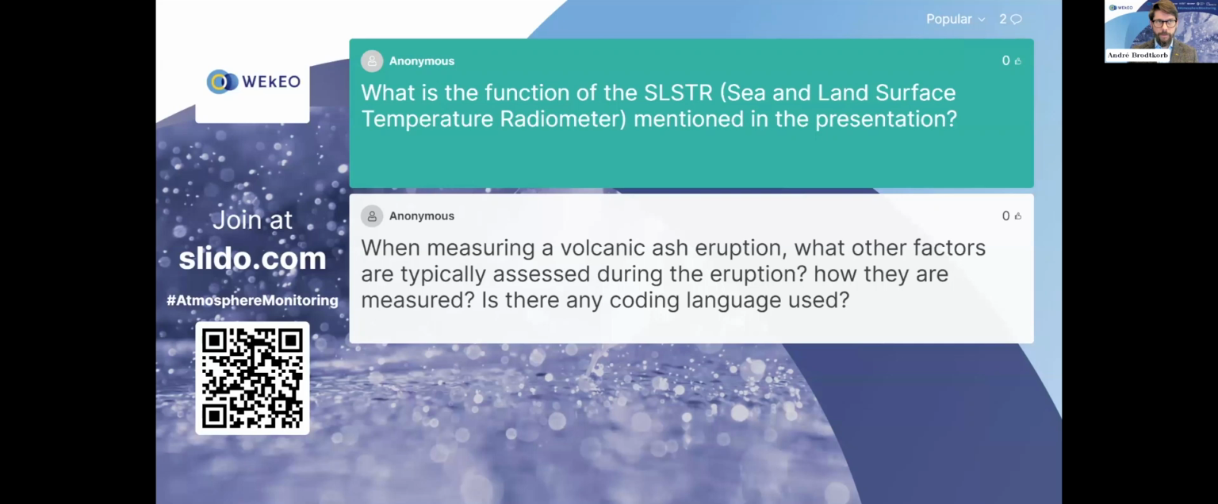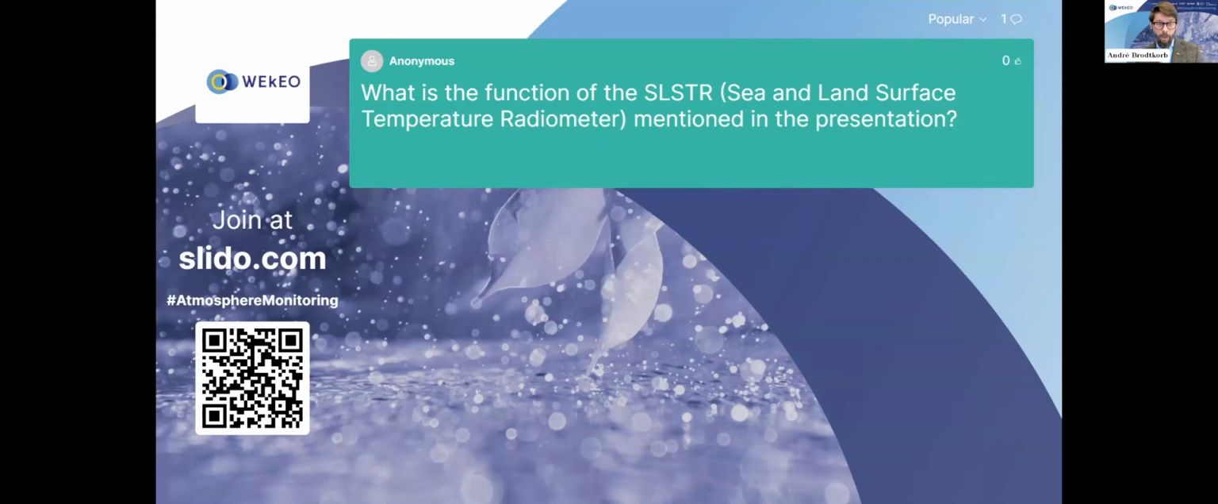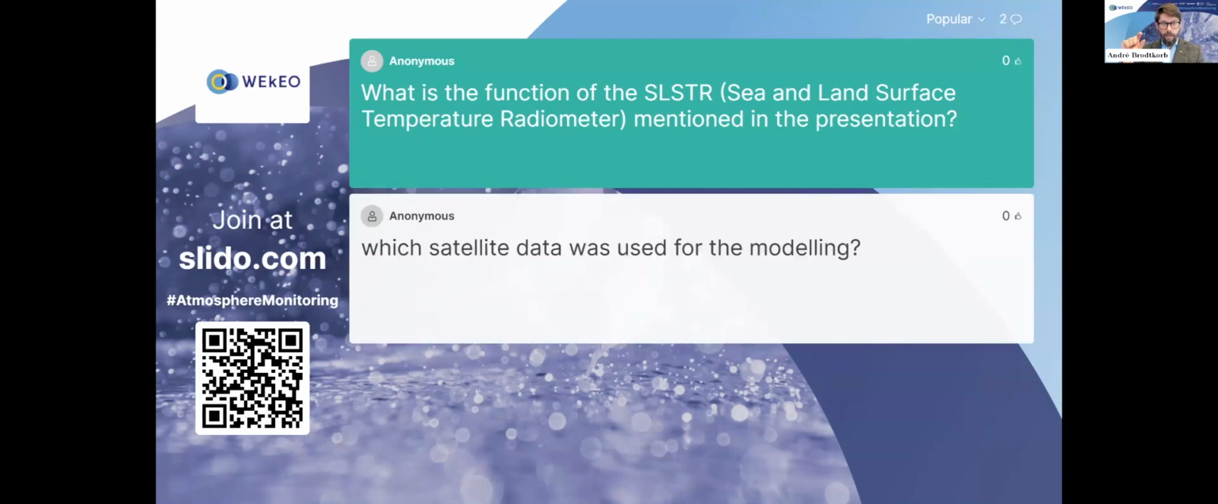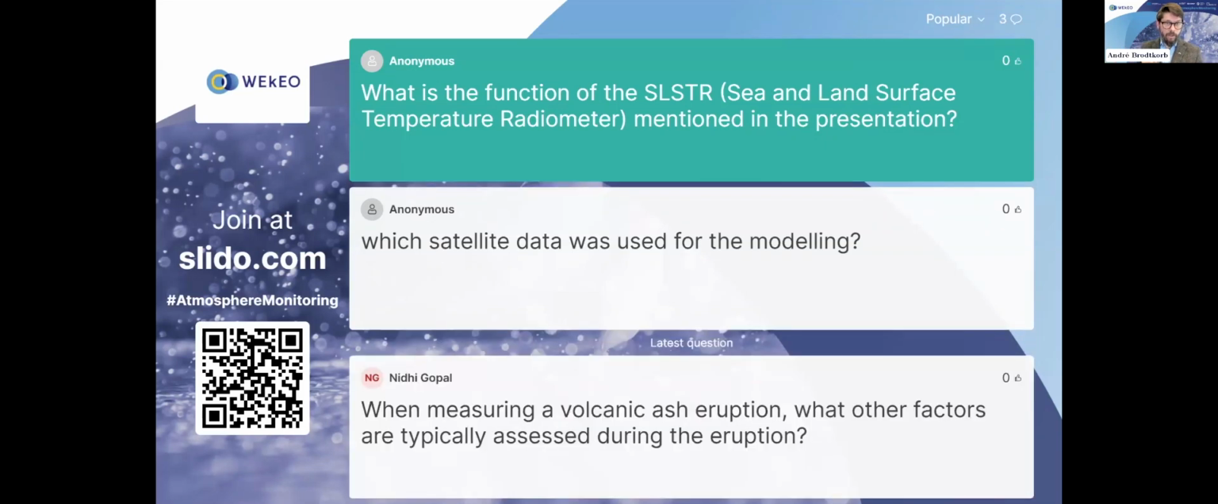Good question. It's difficult to detect volcanic ash. So the SLSTR, or the Sea and Land Surface Temperature Radiometer, will give a slight indication that the temperature signal from volcanic ash is different than regular clouds. So you can distinguish between regular clouds and volcanic ash. And by doing that, you can identify where you have ash, which then comes as the input to the mathematical framework.